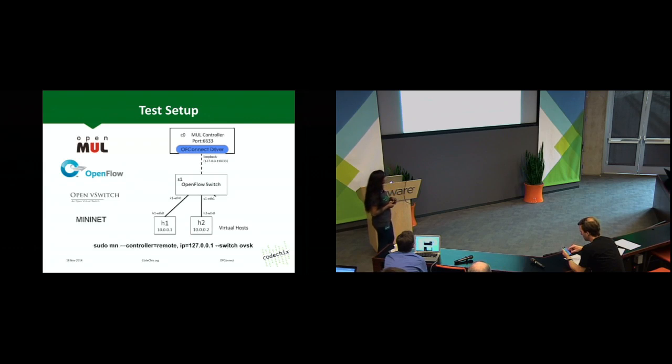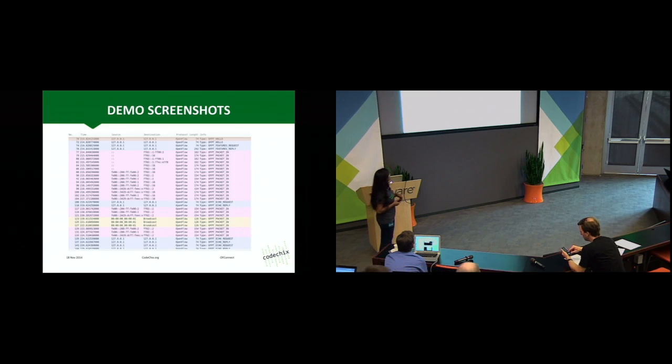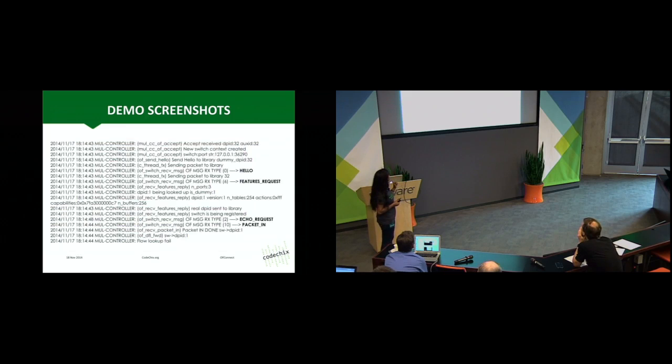We use the default topology that Mininet has, with 2 hosts and 1 OpenFlow switch. And this is the kind of packets that we see going across between the controller and the switch. We see hello requests being sent and responded to, a features request and reply, and echo request and reply. The echo request and reply are heartbeat messages that need to be sent and responded to constantly, just to let the switch know that the connection is up and running. And there are some packet-in messages too.